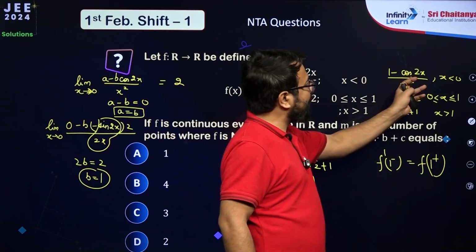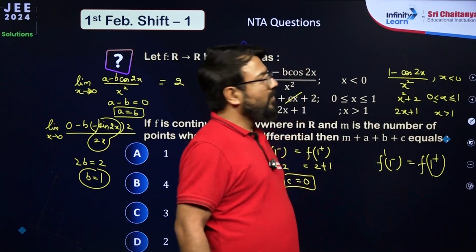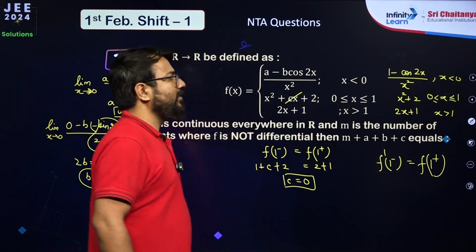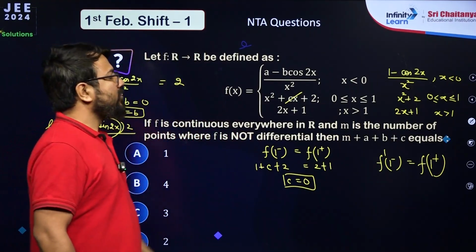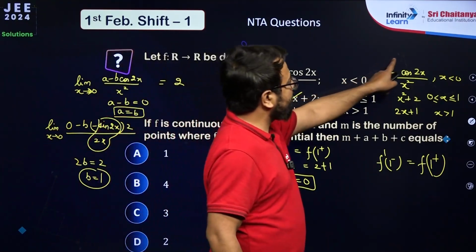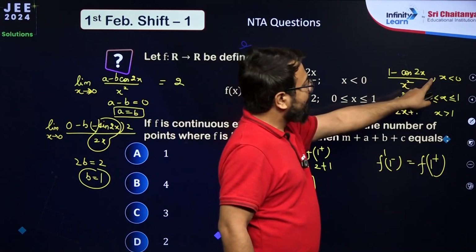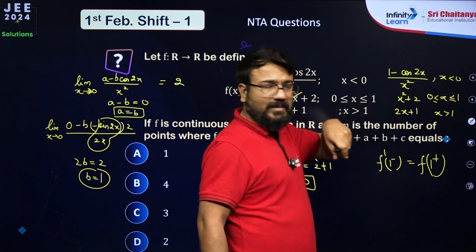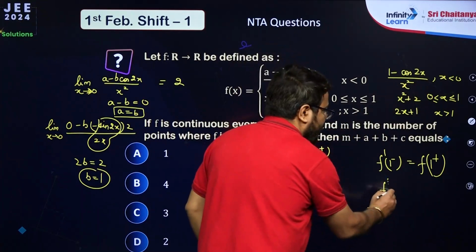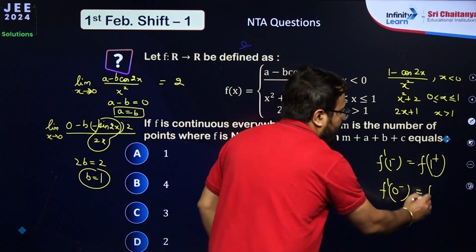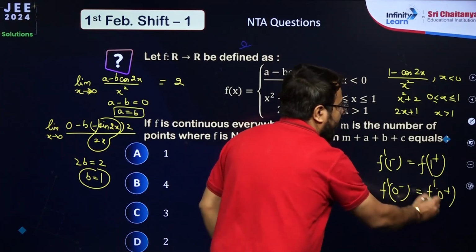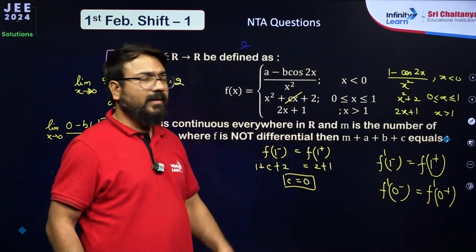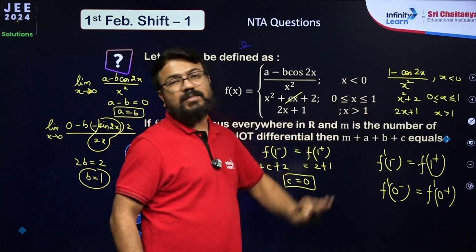What result should I write here? Tell me, students. What result should I write here? Its differentiation will be f dash of 0 minus and f dash of 0 plus. Both will be the same. So f dash of 0 minus, f dash of 0 plus, both will be the same. So that is why it is differentiable at x equals 0.